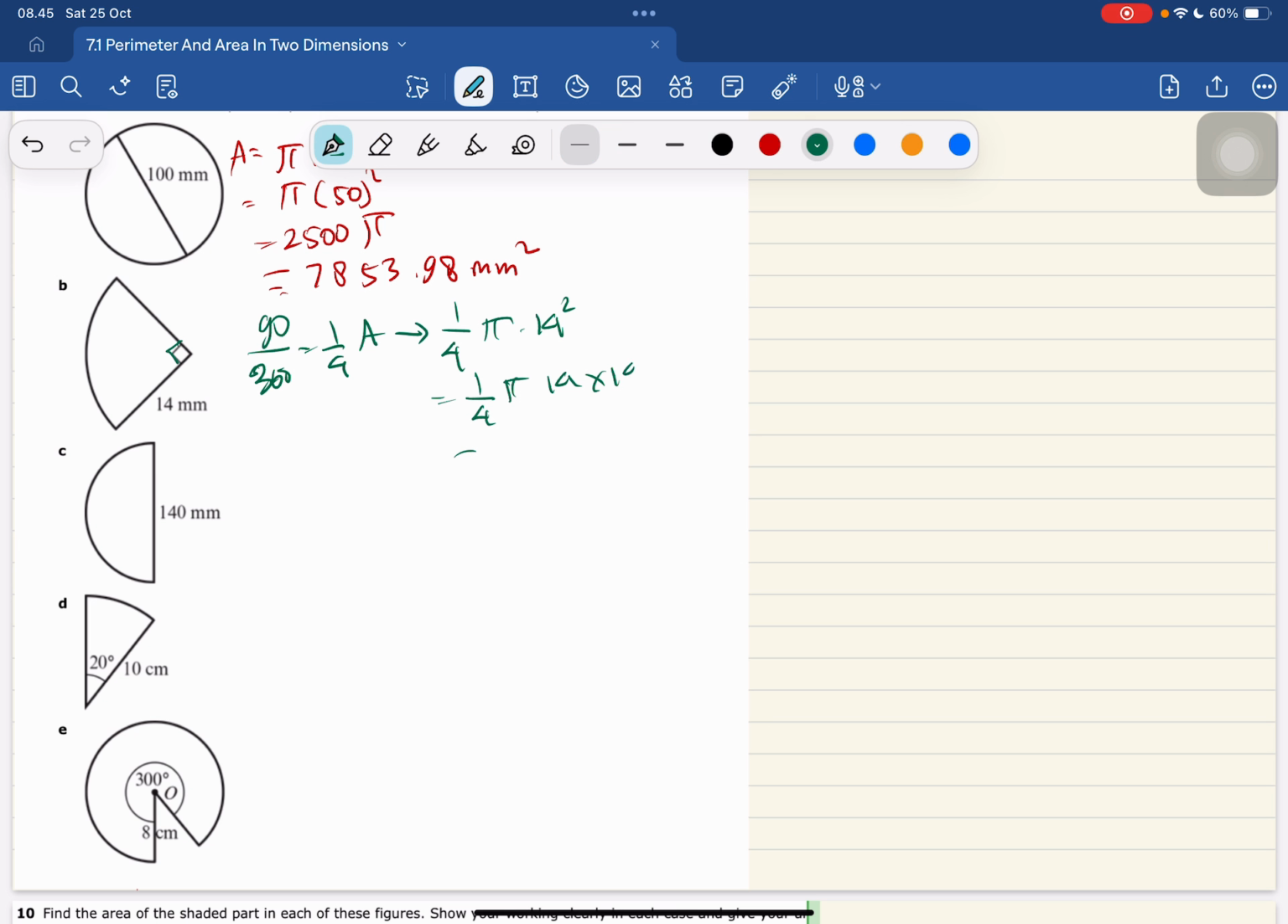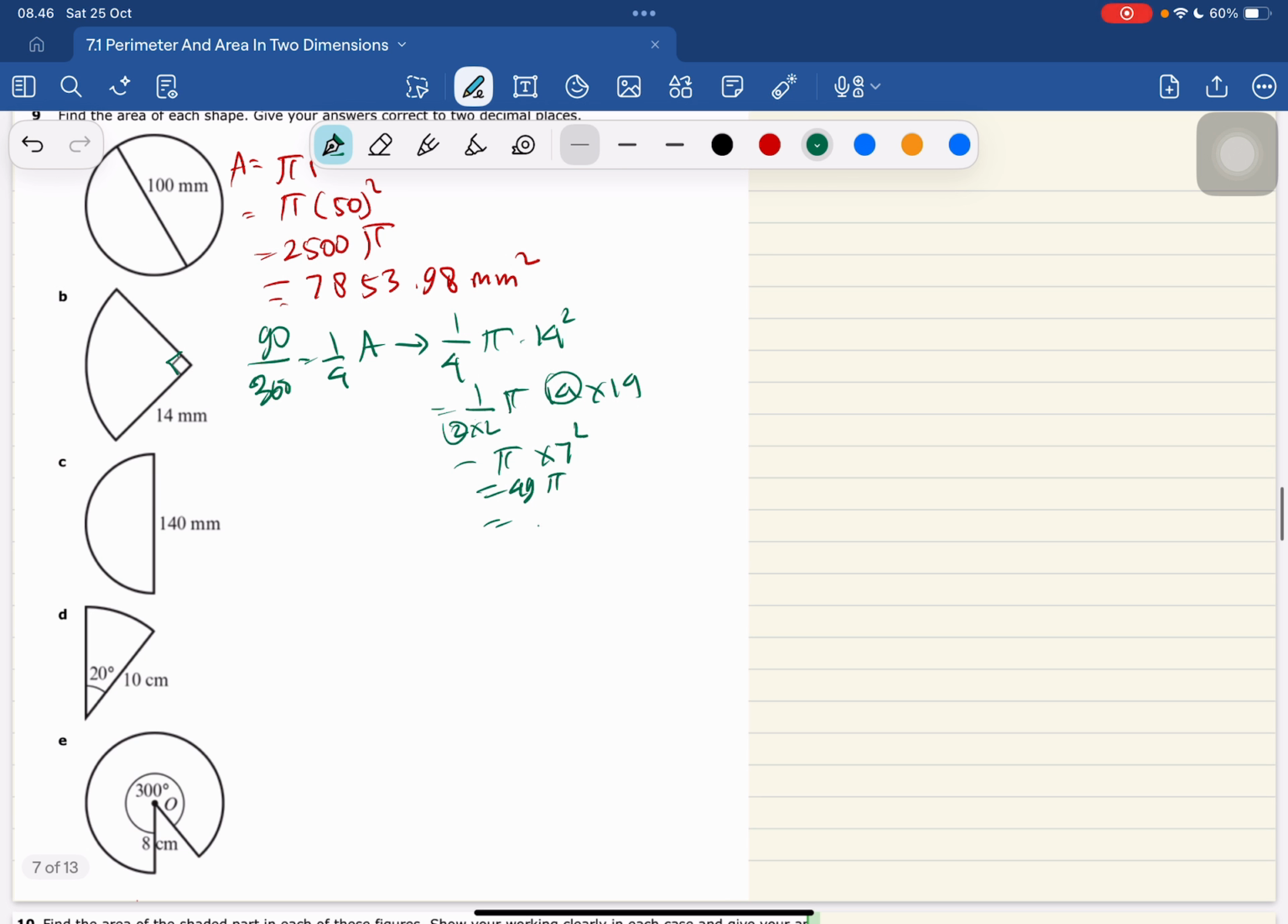14 times 14. So we can make it as 2 times 2. So 2 and 14 is going to be 7. So it's going to be pi times 7 squared, or 49 pi. Pi 3.5. So after we multiply, we will get 153.94 millimeter square.